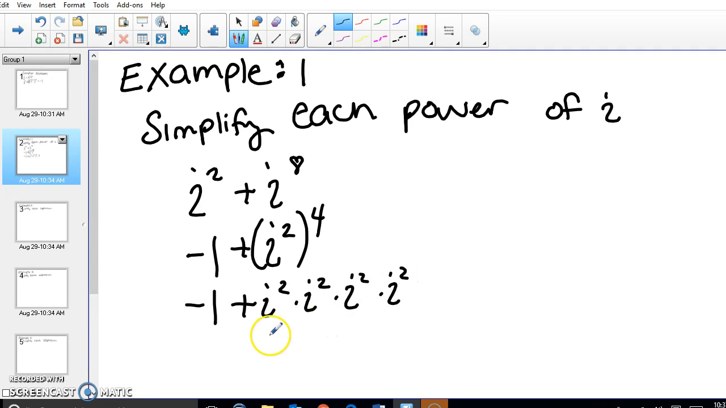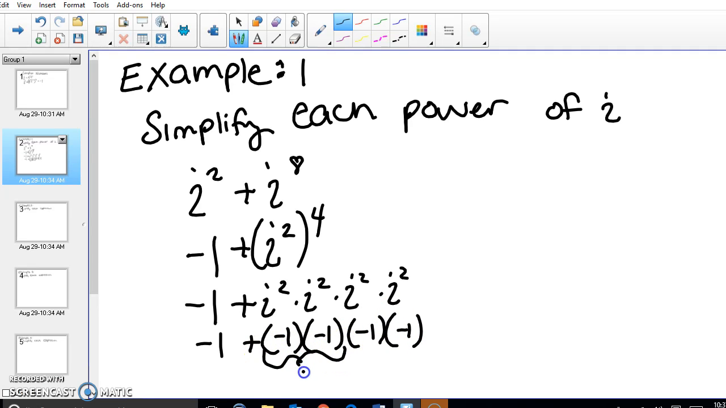And each of our i squareds is -1. So we have -1 times -1 times -1 times -1. -1 times -1 is 1. -1 times -1 is 1. So this equals -1 plus 1 times 1 is 1. -1 plus 1 is 0. So for this example, i squared plus i to the 8th equals 0.